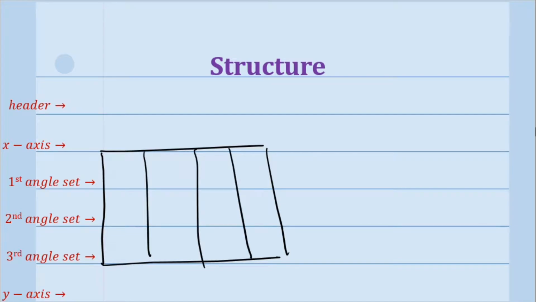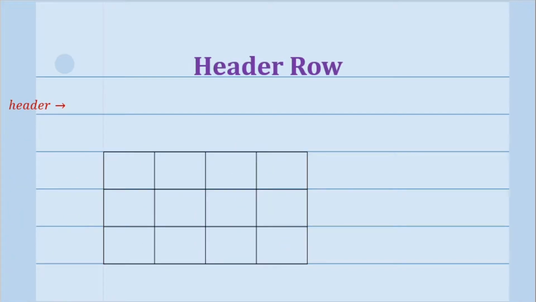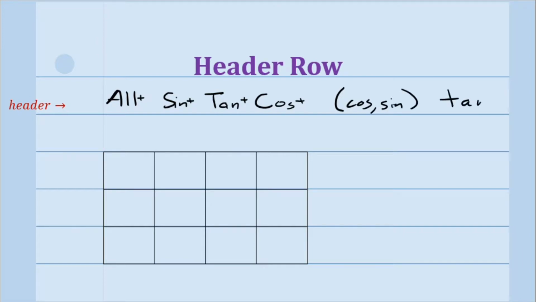With the 2 empty lines above it and 1 empty line below, and we leave space to the right for our trig. Next, we're going to fill in the header. All students take calculus. All STC. So we write all positive, sine positive, tan positive, cos positive. And then for our trig section, we have the point cosine comma sine, and then our tangent.